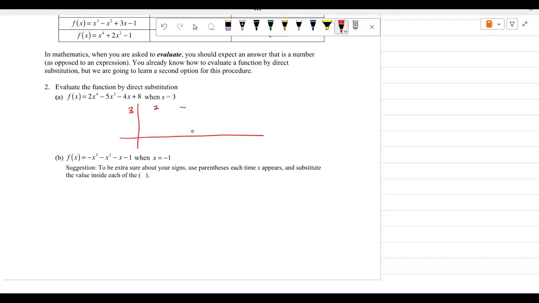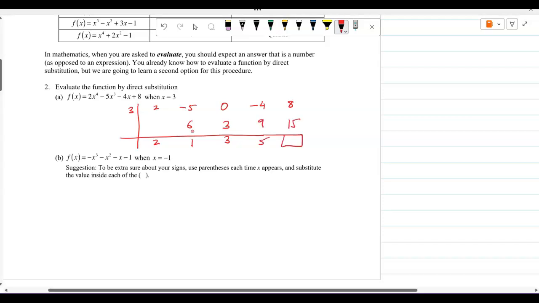3, 2, minus 5, 0, because the x squared is missing, no? Yeah, correct. So 3 2s are 6, 1, 3 1s are 3, 0 plus 3 is 3, 3 3s are 9, 5, 5 3s are 15, correct? 15 and 8 is 23. Correct? That means your f of 3 is 23.